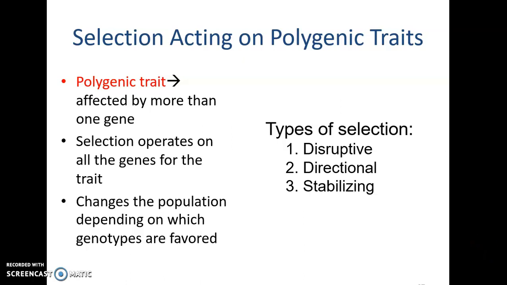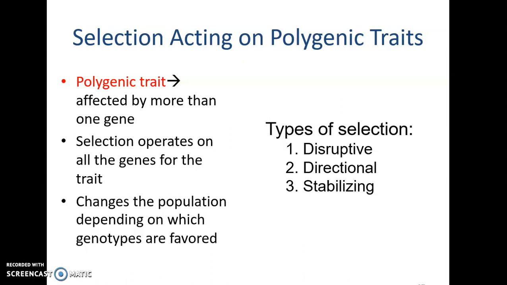Most traits are polygenic, meaning that they're affected by more than one gene. For example, height in humans. Many genes have an influence on just that one trait. In this case, selection operates on all the genes for that trait, especially influencing those that contribute most. The changes in the population occur depending on which genotypes are favored.